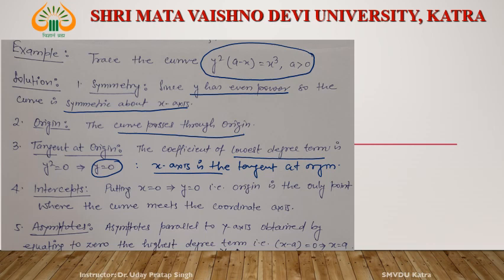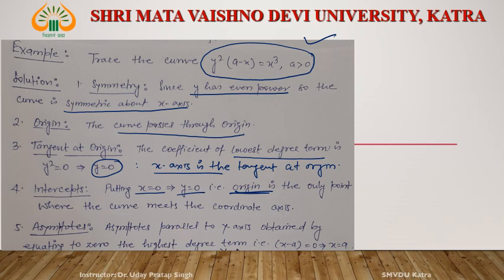Now, what is the intercept? Putting x equal to 0, then y is equal to 0. It means this curve passes through the origin. Now what properties did we discuss? This curve is symmetric about the x-axis, the curve passes through the origin, and the x-axis is the tangent at the origin.